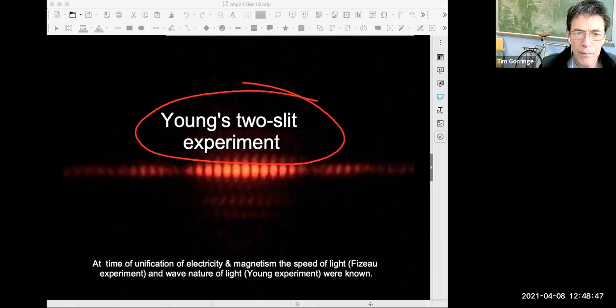Now, it's important in history, I always like to mention a little bit of history because I know you love it, that when Maxwell unified electricity and magnetism, one of the things that helped him in unifying electricity and magnetism was it was known at that time that light traveled at 3 × 10⁸ meters per second. So that was a good check on his theory. It was known at that time from this two-slit experiment that light had wave-like properties. So that was a good check on his predictions.